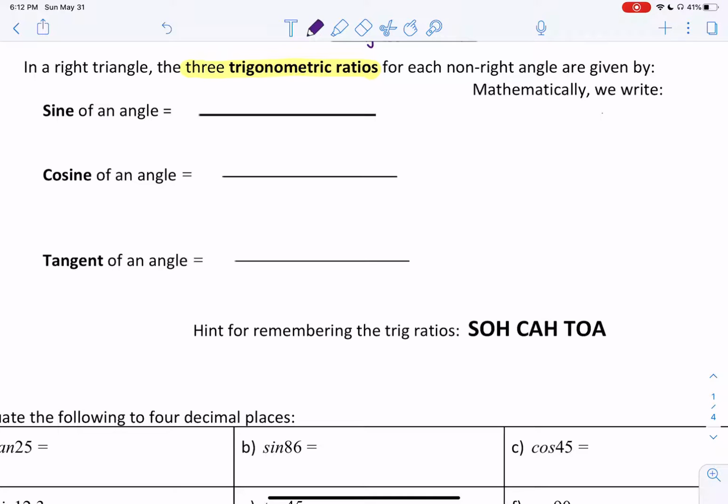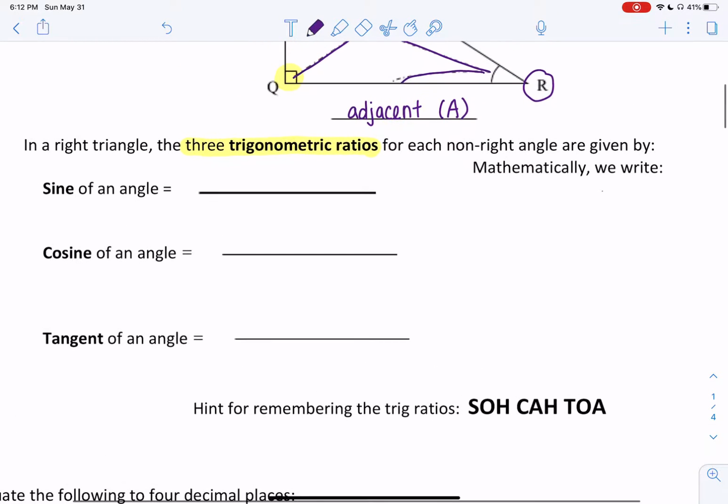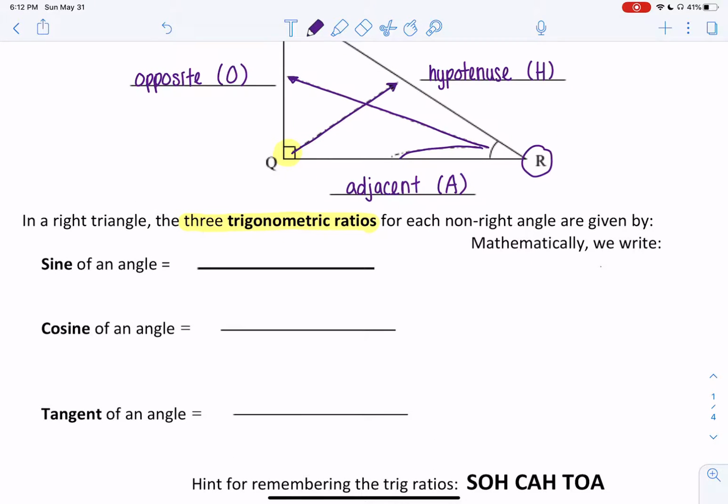When I'm looking for the sine of an angle, I'm going to divide the length of my opposite side by my hypotenuse. As an equation, I write that as the sine of my angle, and we write a big X for our angle, is equal to my opposite over my hypotenuse. So that's our first equation that we need to know.